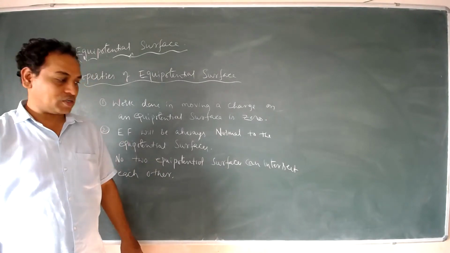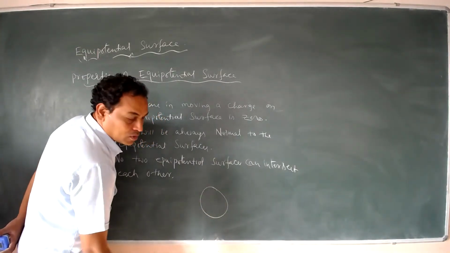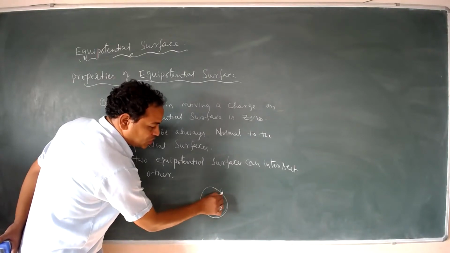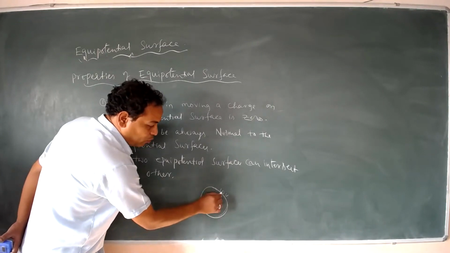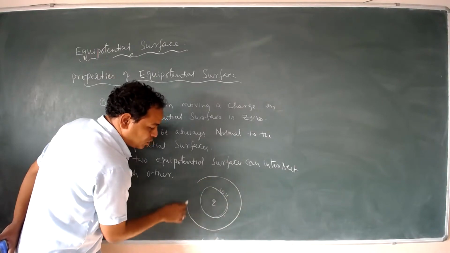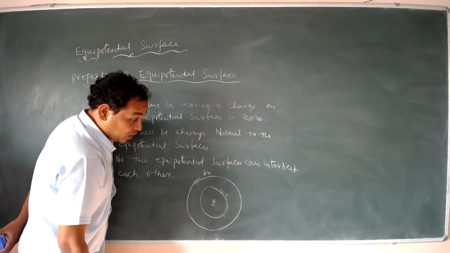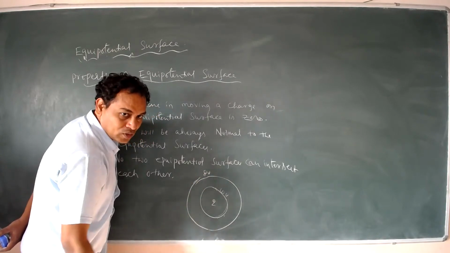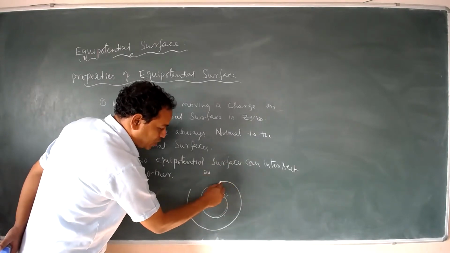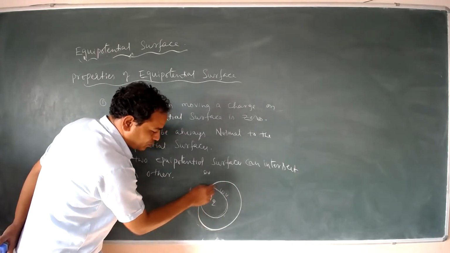Why can it not intersect? Suppose this is the equipotential surface, and suppose this is a charge Q. Suppose this has a potential of, say, 10 volt. So at every point, how much will it be? 10 volt. Suppose one more is there, say 8 volt, away from the charge. If suppose these two coincide or intersect, how would it be intersecting? It would have to come like this. This is called intersecting.